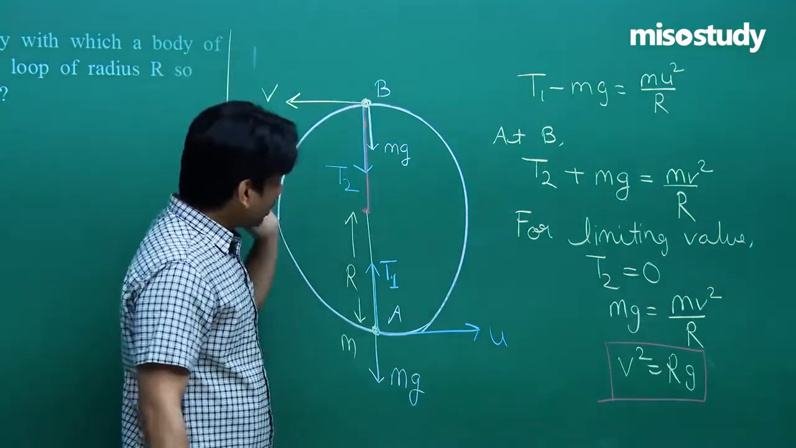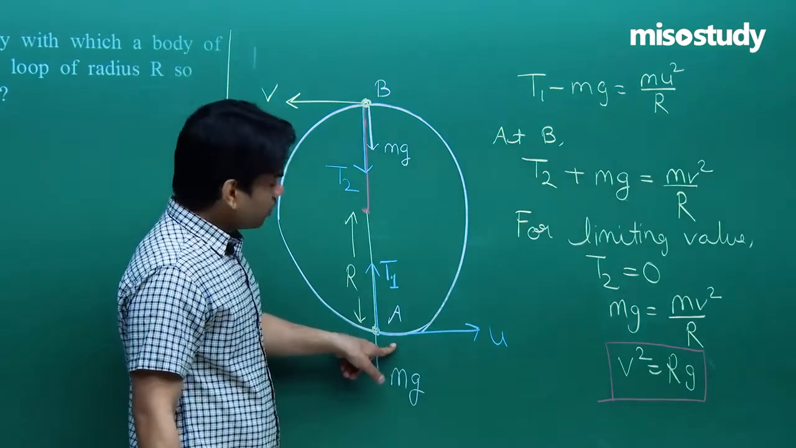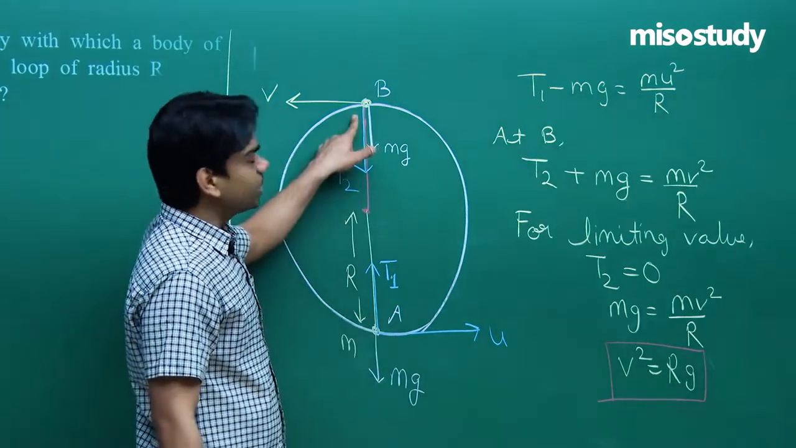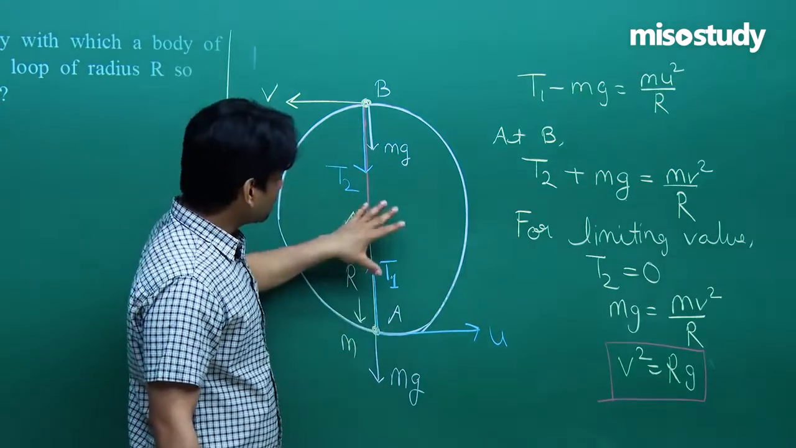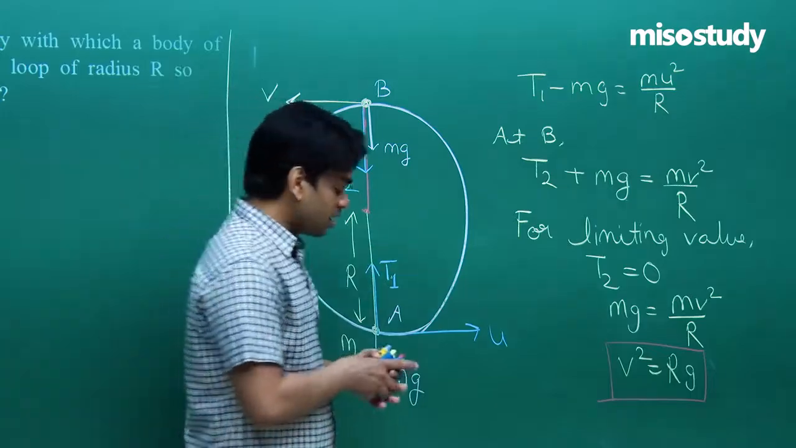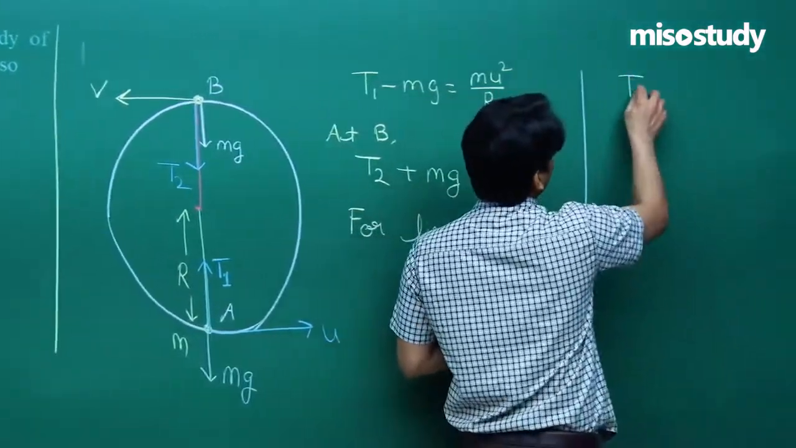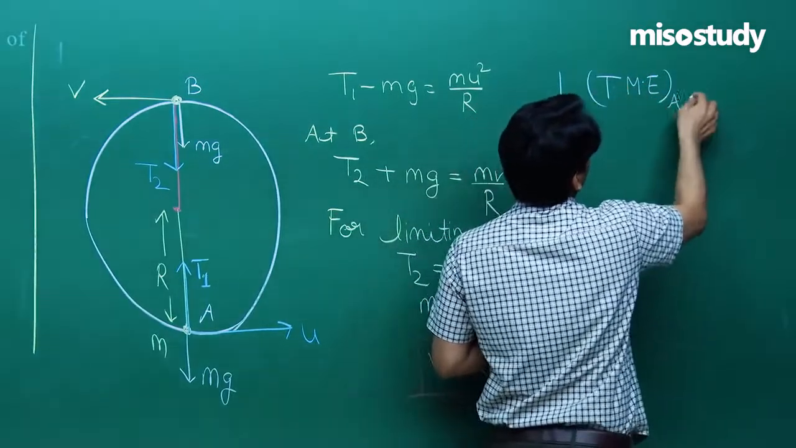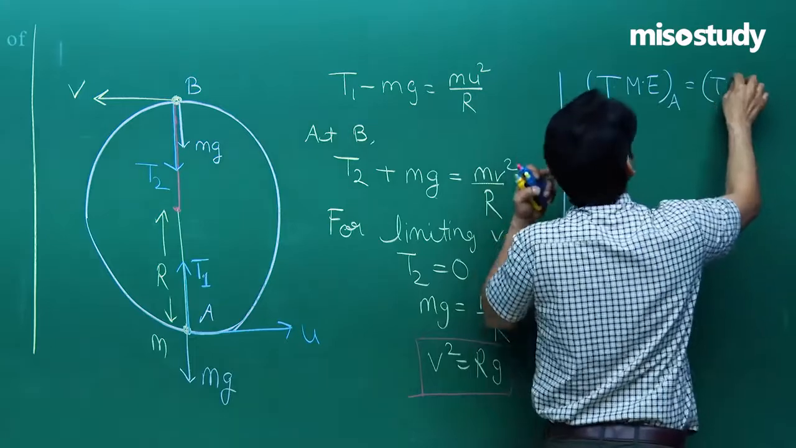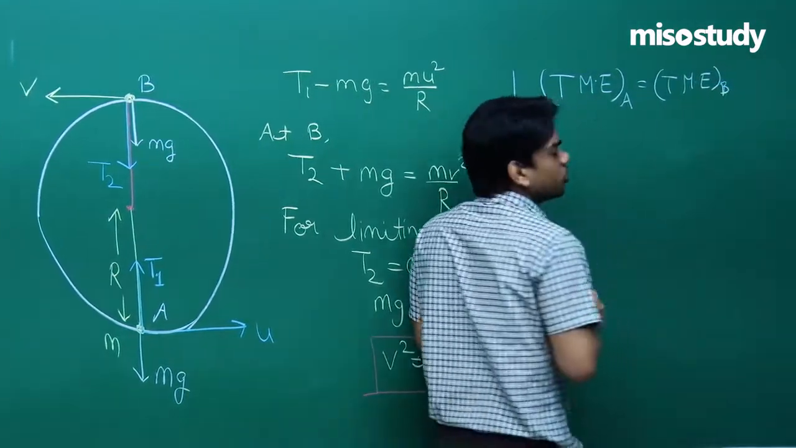this point. Now see here, if I take the potential energy at this point to be 0, with respect to this point the potential energy will be increased by a value that will be 2 mgr. Mg, this is r, so 2 mgr. So you see, total mechanical energy at A is equal to total mechanical energy at B, and let us equate both.